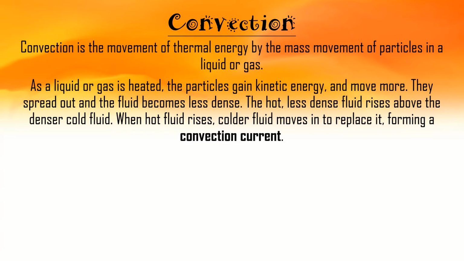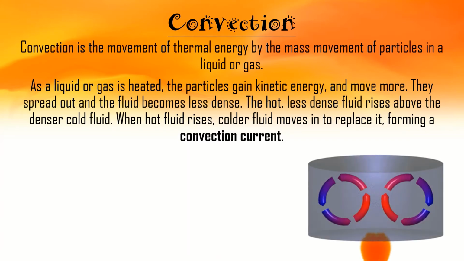This hot, less dense fluid then begins to rise above the colder fluid, which is more dense. So when the hot fluid rises, the colder fluid then is forced downwards to replace that hot fluid, forming what's called a convection current. And it's like a cycle that continuously heats water or whatever substance. There you can see these arrows indicating convection.